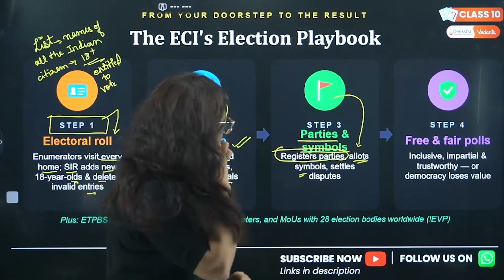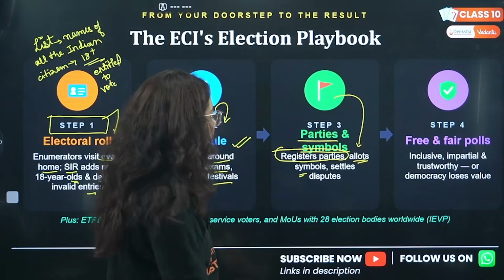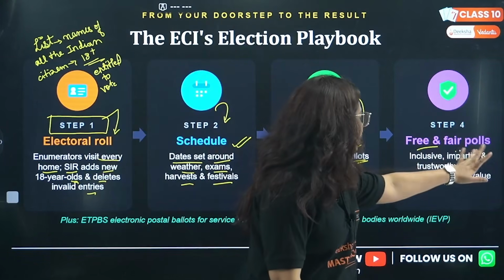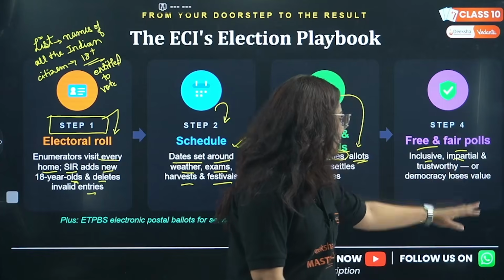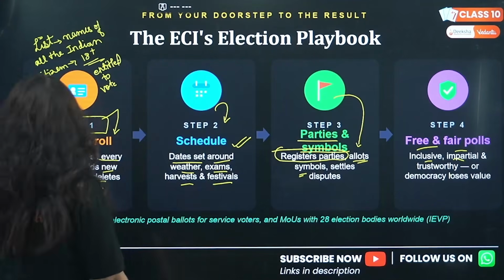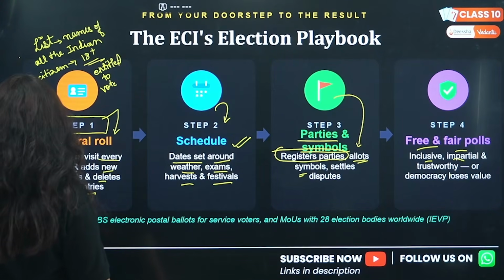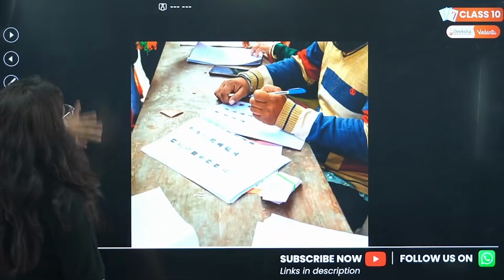Okay, so the right to vote is not taken from anyone. There are more steps like free and fair polls, inclusive, impartial, and trustworthy. Hope so it happens. We are just hoping the same. You guys also hope the same. So this is how the election takes place.